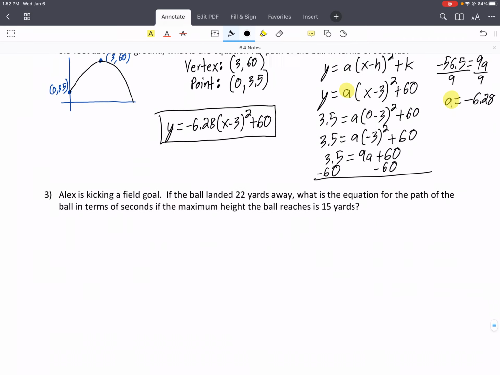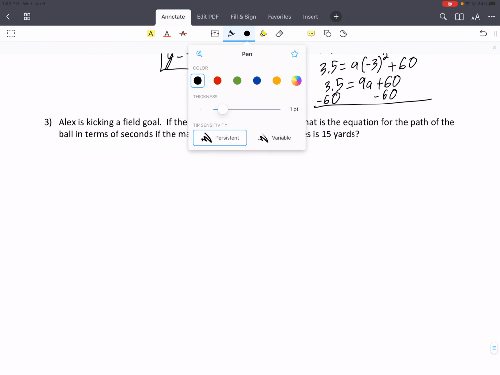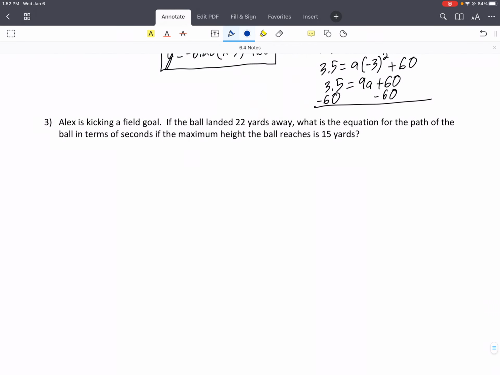Okay, for this, I'll leave this last one for you to do. I will give you the answer. So at the end, you should get y is equal to negative 15 over 121 times x minus 0 times x minus 22. So you're going to be using intercept form there. If you're having problems, please reach out and let me know.